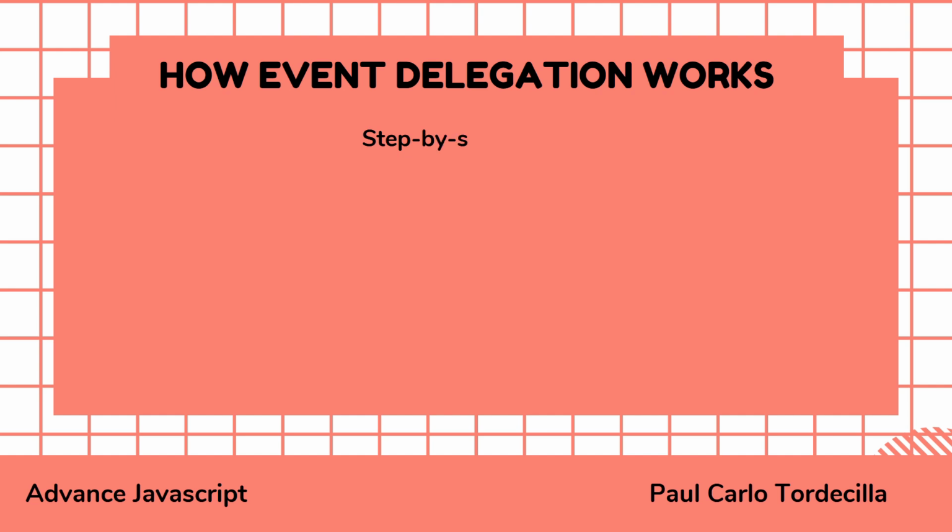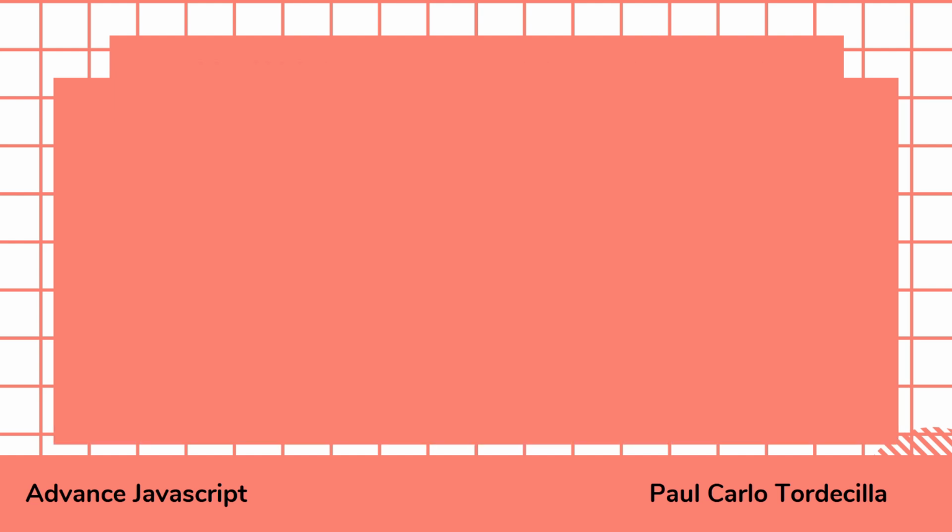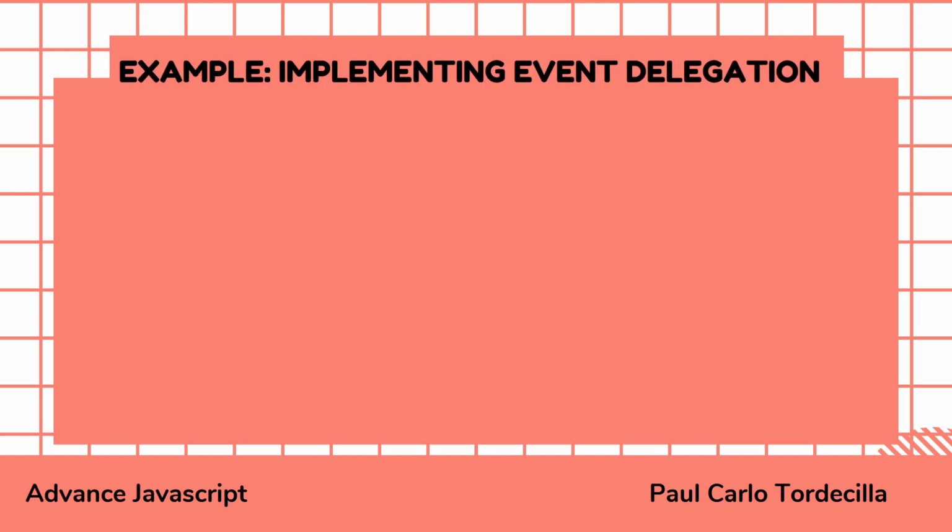Let's break down how event delegation works with a simple example. We'll use a list of items. Instead of attaching a click event to each item, we'll attach it to the parent list element. In our event handler, we'll determine which item is clicked using the event target property.